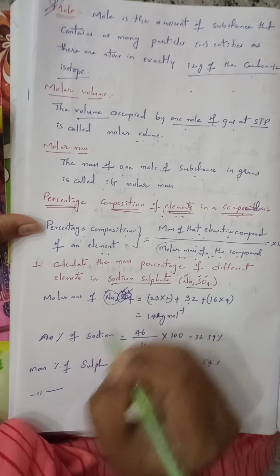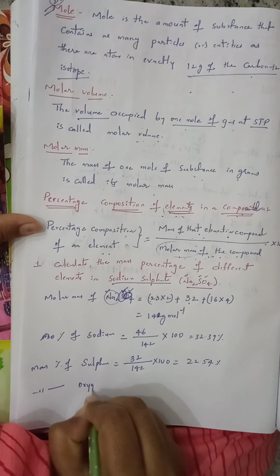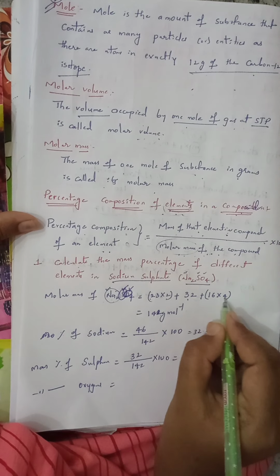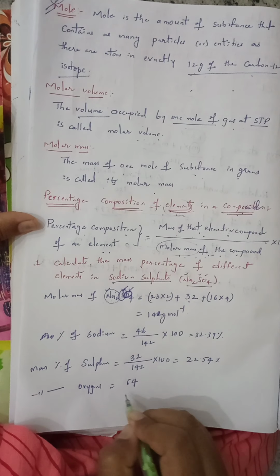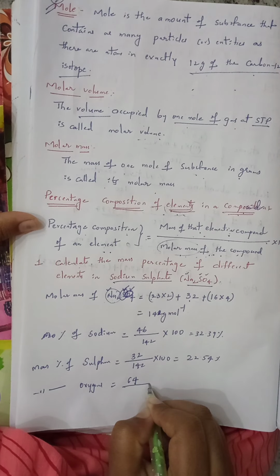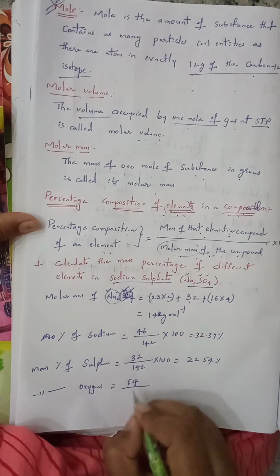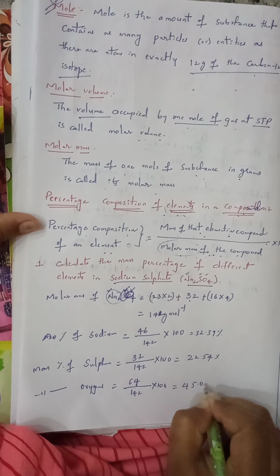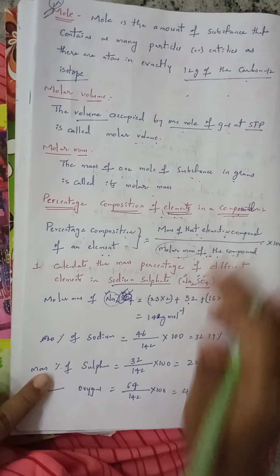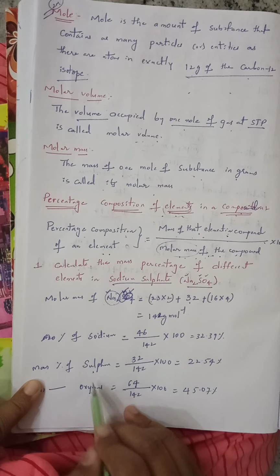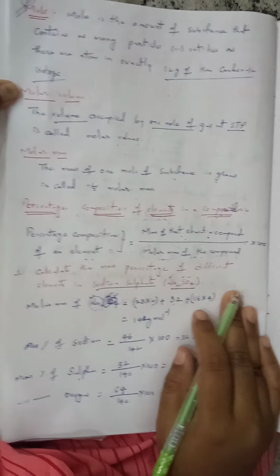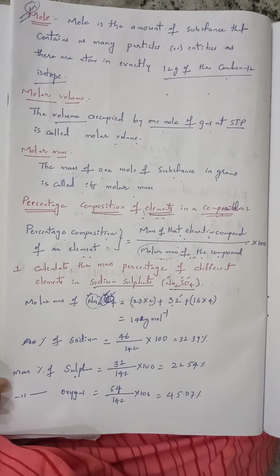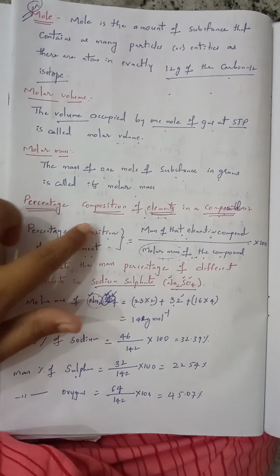Okay, then the mass percentage of the third element. What is the third element in the compound? Oxygen. What is the weight of oxygen present in the compound? 16 into 4, which is 64. This is the mass of the oxygen, divided by molar mass 142, into 100, and you will get 45.07%. So this is the mass percentage of each element present in the compound Na2SO4. Like this, if a compound is given, you can easily find its mass percentages or percentage composition of each element.